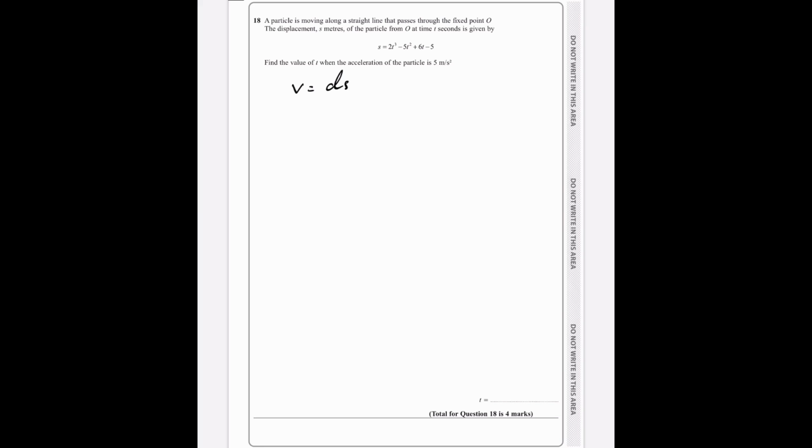Question 18 is kinematics, so we're going to be using calculus. To get from displacement to velocity, we differentiate. It's a change in displacement over time. Differentiate 6t squared minus 10t plus 6.